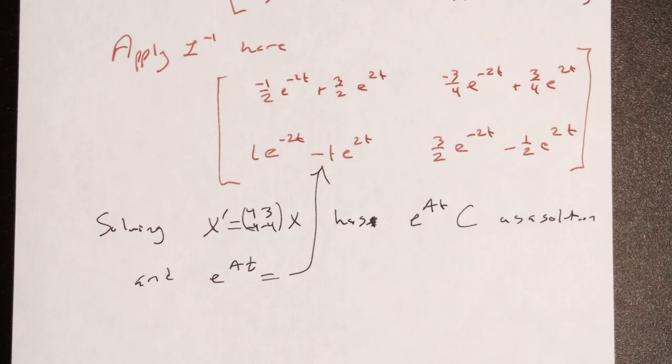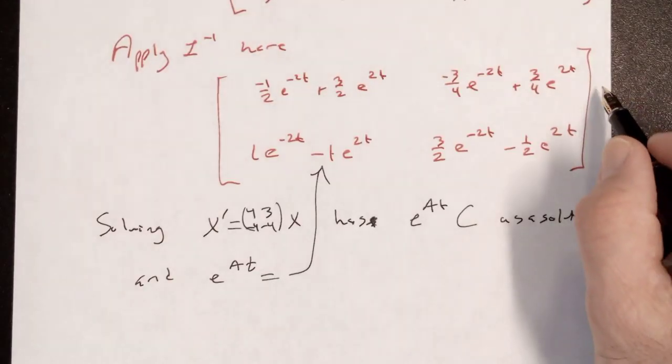Now, this is a longer, nastier procedure than you are probably going to want to do for a 2x2. Because for a 2x2, I can find eigenvalues and eigenvectors using a quadratic. That's nice and easy. For a 3x3 or a 4x4 or something more complicated, I really don't like doing the eigenvalue eigenvector stuff. It's gross. This actually makes it easier.